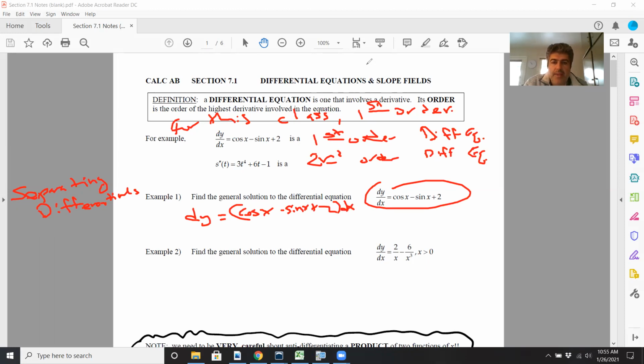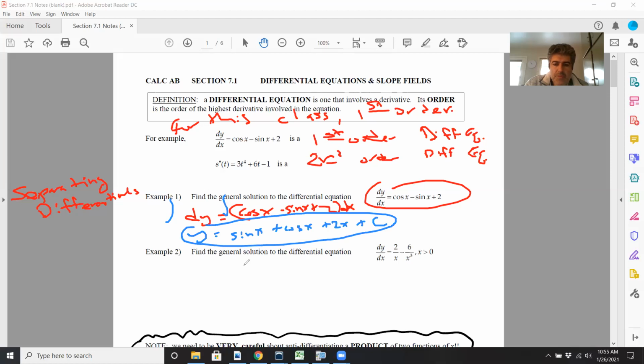Then integrate both sides. So you end up getting y equals, now the antiderivative of cosine is sine x. The antiderivative of sine is negative cosine, so it's plus cosine x. And then plus 2x, and then plus c. And that's all you would do. If you took the derivative of this, you would get back to cosine x minus sine x plus 2.